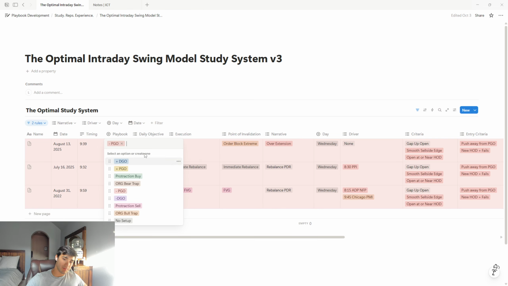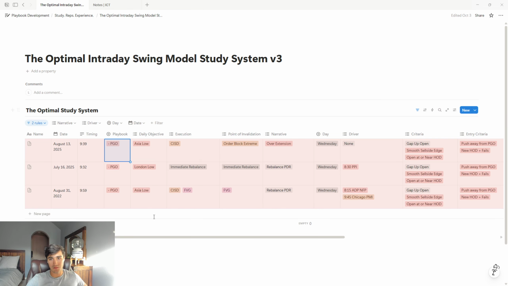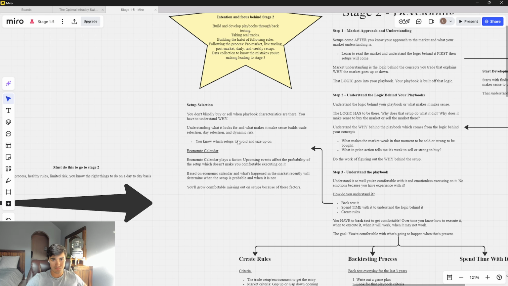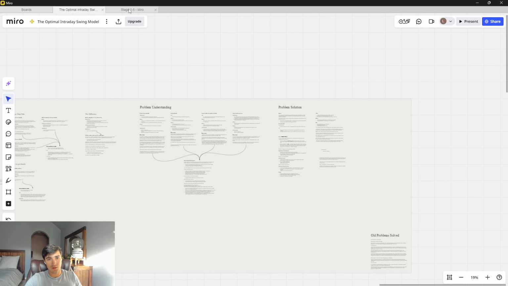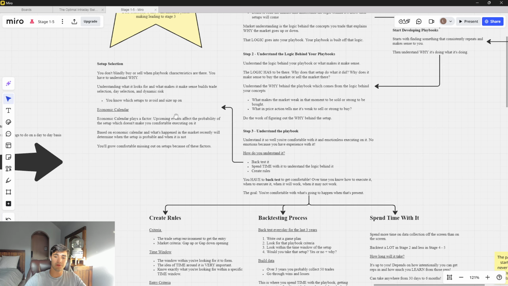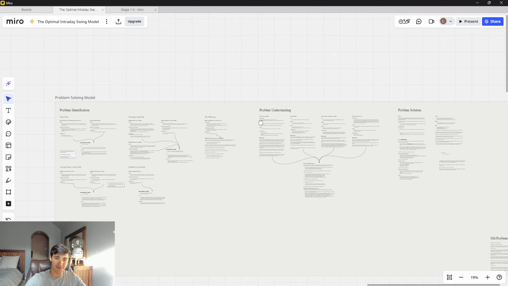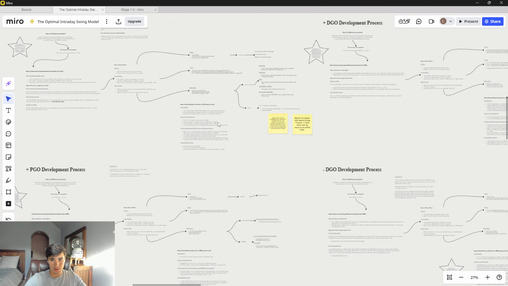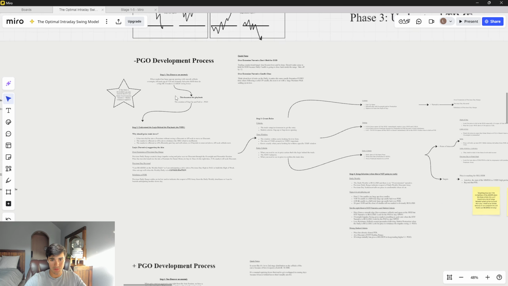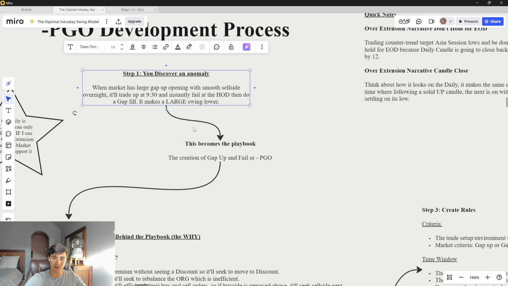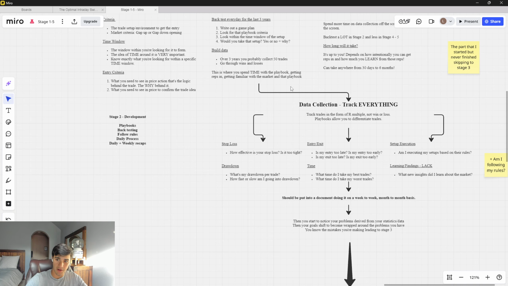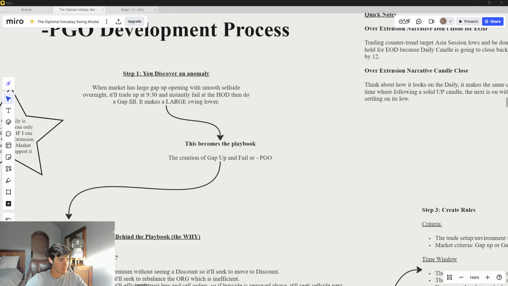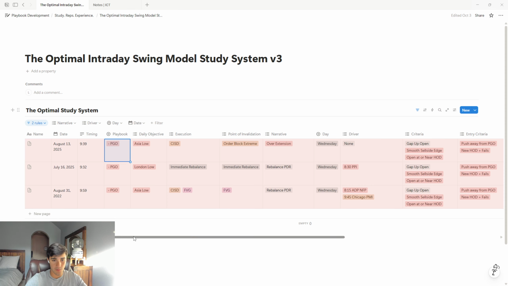So playbook is simply what that playbook is, and the playbook, remember, is the anomaly. If we go back to stage 1, the optimal intraday swing model, and we go back to stage 1. You discovered an anomaly, and that becomes your playbook. That's where it all starts. You discovered an anomaly, and that is your playbook. Now put the logic behind it. Now put criteria behind it. Now put entry criteria behind it. I've already explained how to do that in the earlier part of this video.